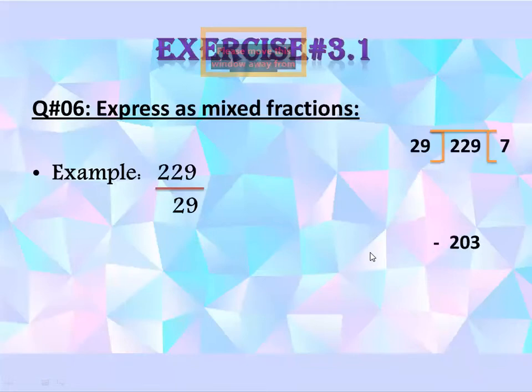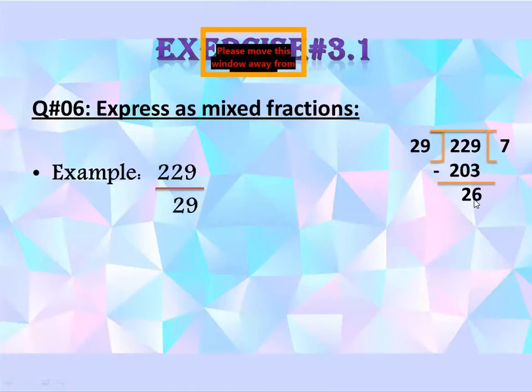So in the working column, you will simply divide 229 by 29. 29 multiplied by 7 will become 203. And after subtracting, what I'll get here is 26. So it is very simple, and it is very clear what you have to do here, just simply convert it into a mixed fraction.